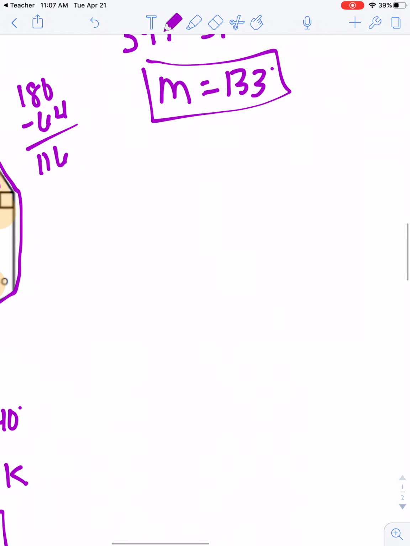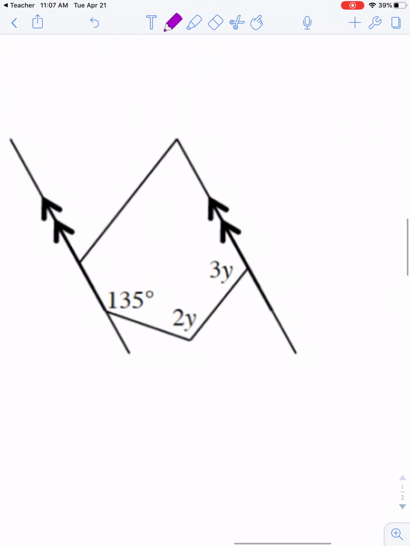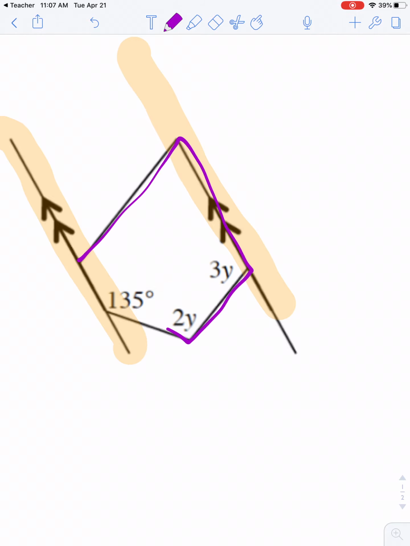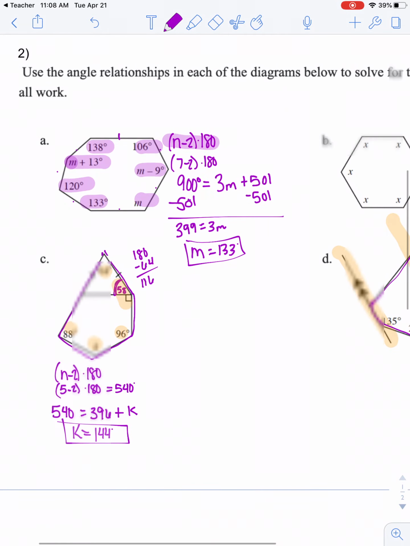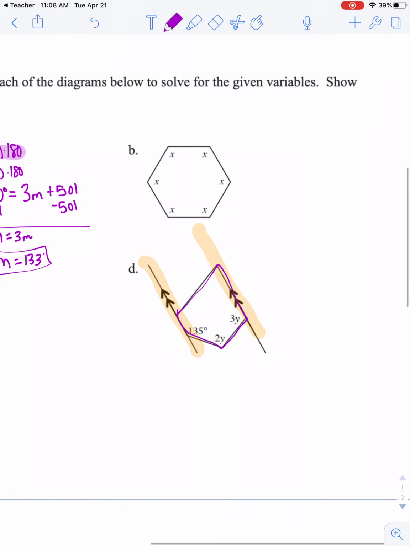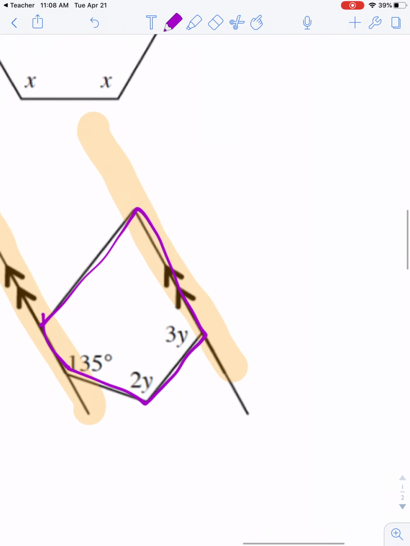Okay, and then the last one over here is probably the trickiest one we have. These lines are parallel, which is important. If I count the sides on this figure, there's 5 sides, just like this last one, so I know that it's going to have 540 degrees total. So I'm going to start my equation by saying 540 degrees equals, well, it's going to equal these 3 angles plus angle 1 and angle 2 here.